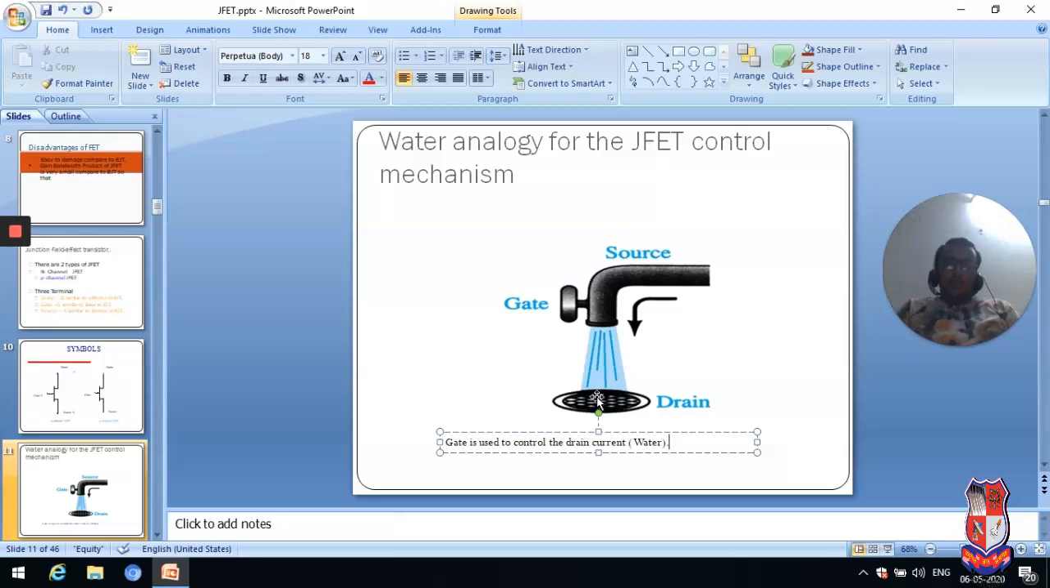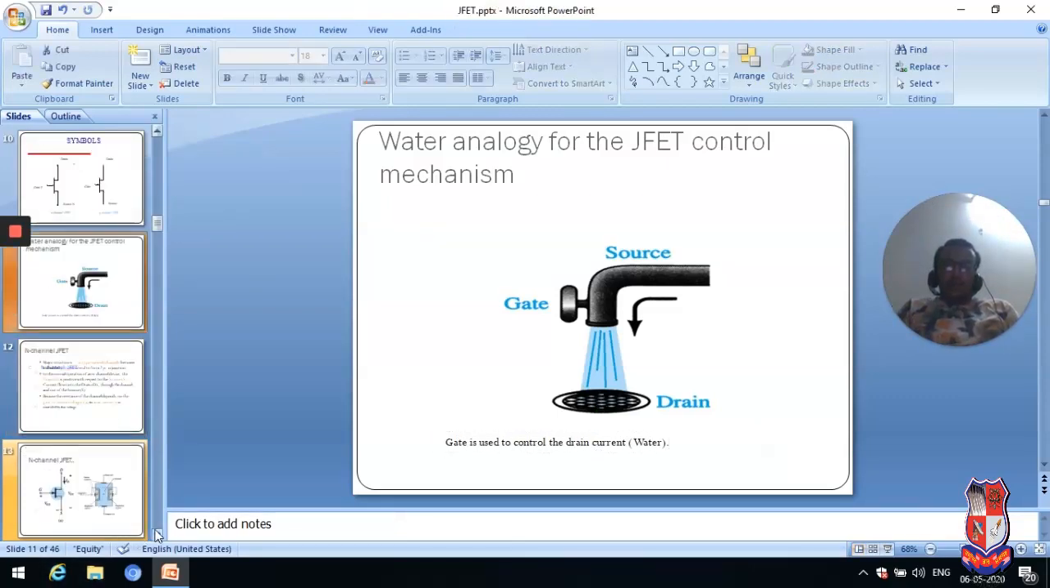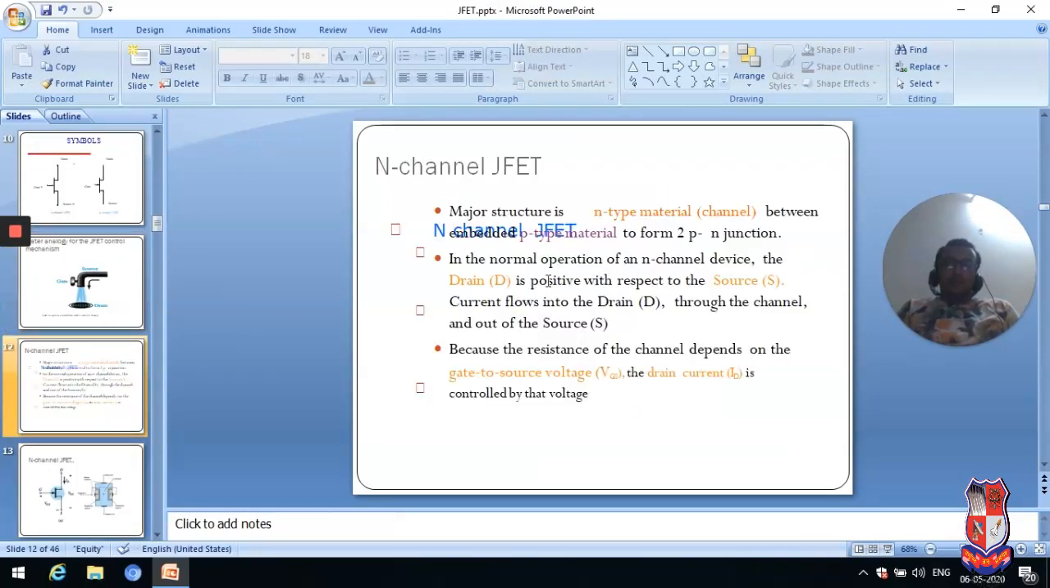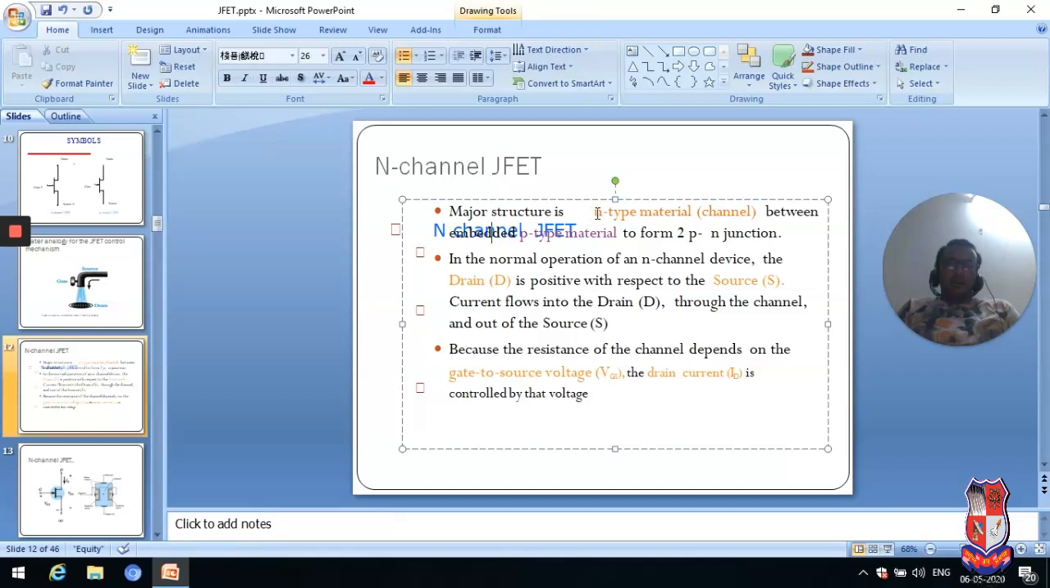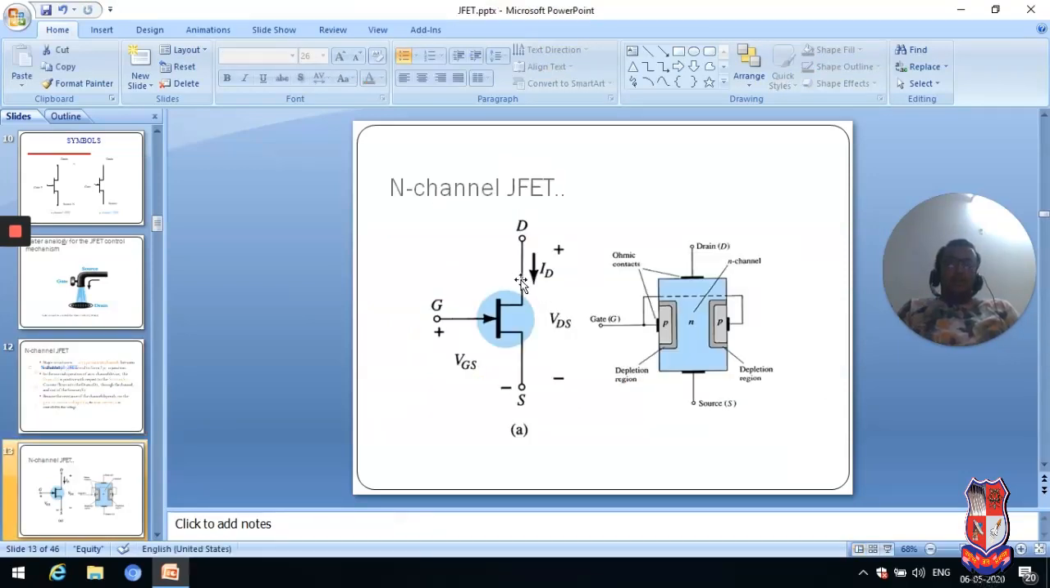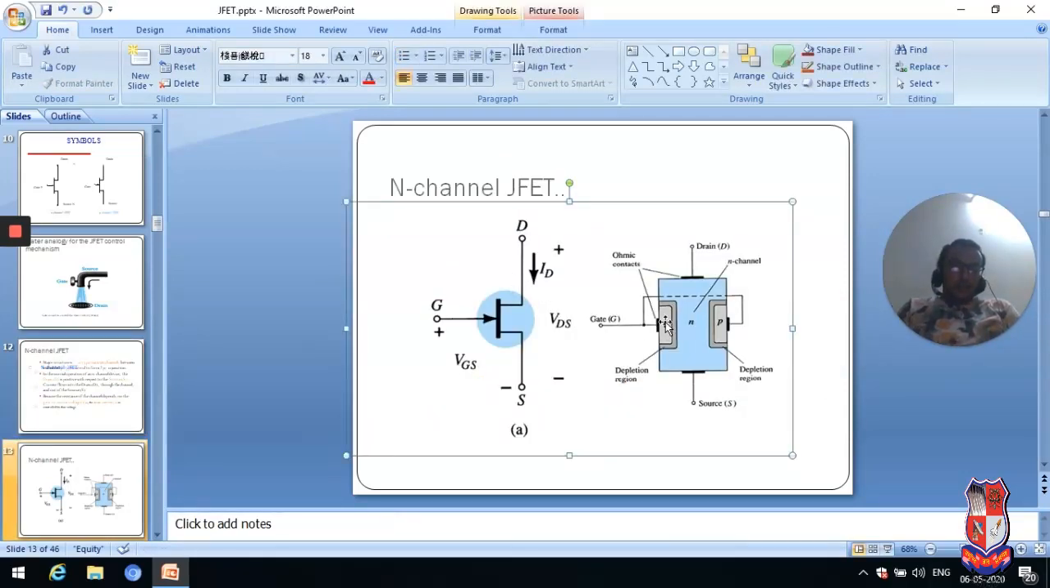So it is the fundamental concept, and based on that, we have discussed the concept of N-channel JFET. Major structure of N-type material or N-type channel between the two PN junctions. See this, between the two PN junctions. This is the first PN junction. This is another PN junction. Here N terminal, here also N terminal.